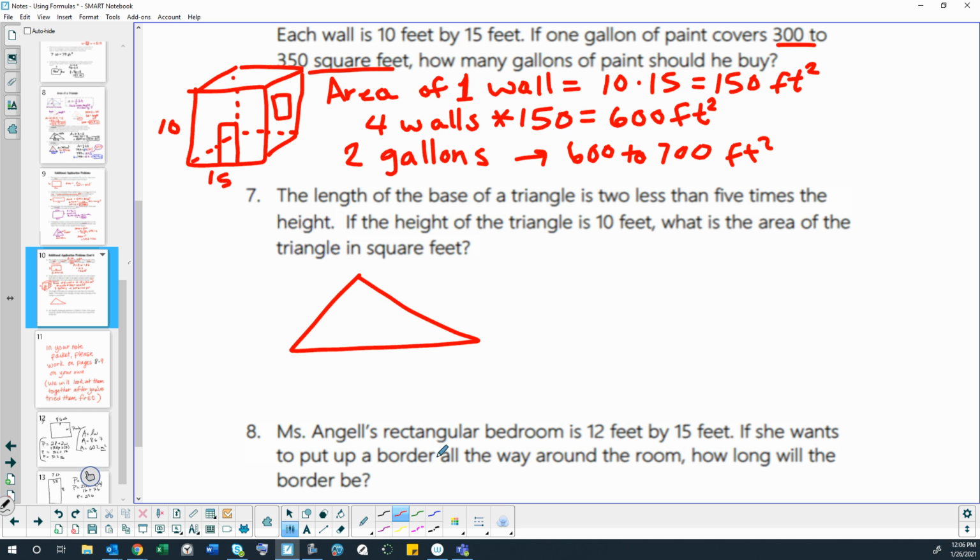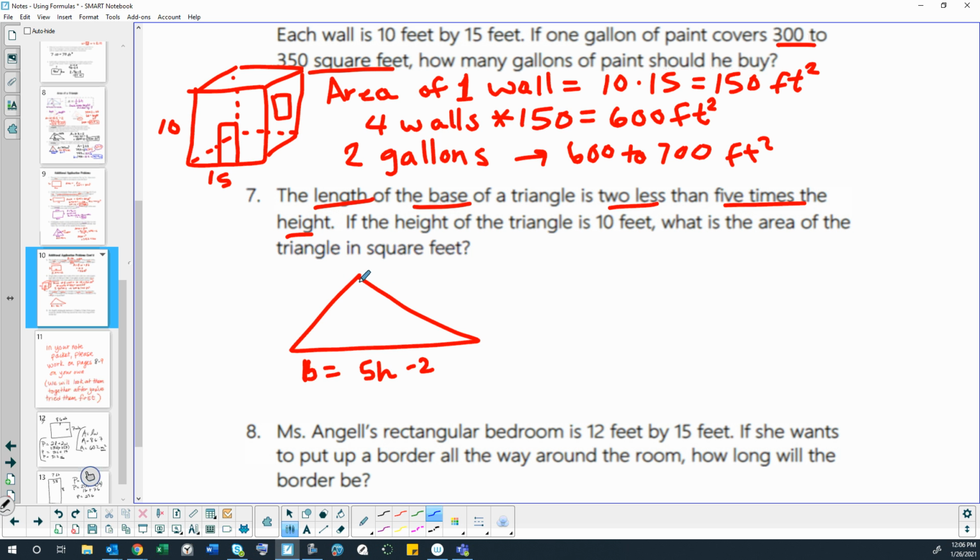That's better. Okay, the length of the base of a triangle, so the base is here, is 2 less than 5 times the height. So we need to turn that into a math equation. So the base down here is going to be 2 less. That means subtract 2. 2 less than 5 times the height, right? So I could write out an equation like this: 5 times the height minus 2, because it's 2 less than 5 times the height.